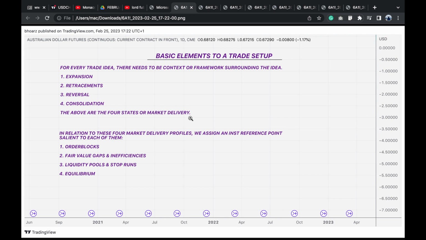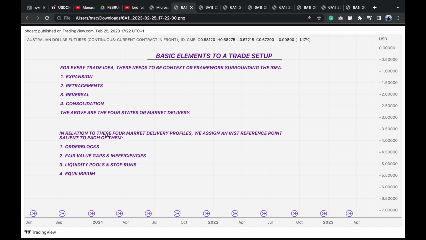So if you go on any asset, any instrument, and you look at the delivery profile, you're going to see it's either going to be expanding or retracing, or in a consolidation or reversing. So there's no market profile outside these 4 market profiles. So the 4 market profile delivery mechanism we have is expansion, retracement, reversal, and then consolidation.